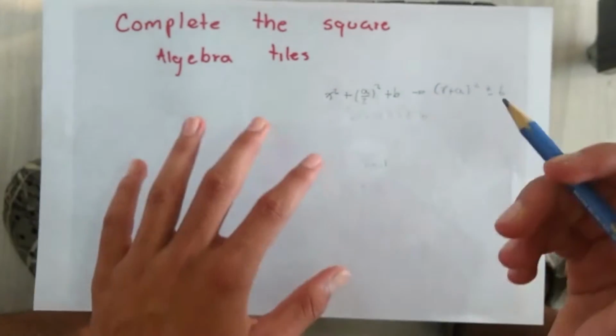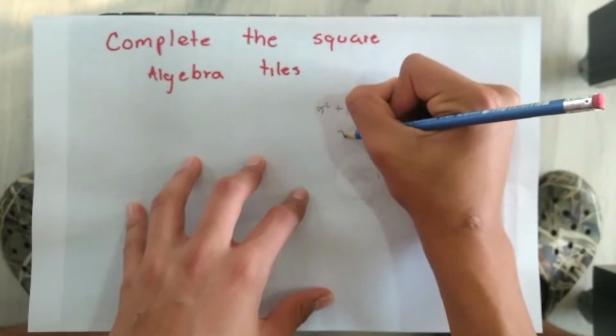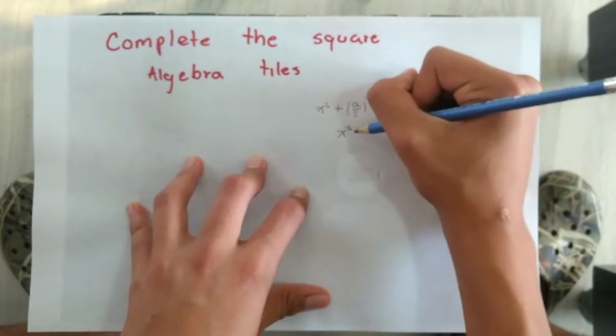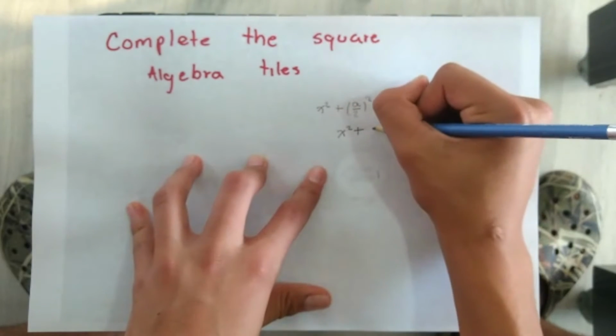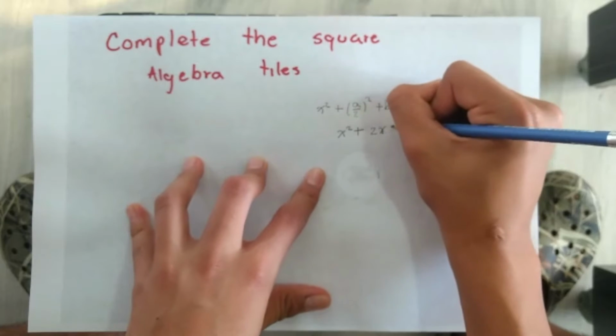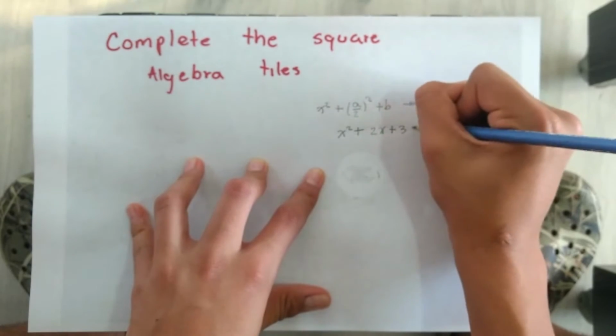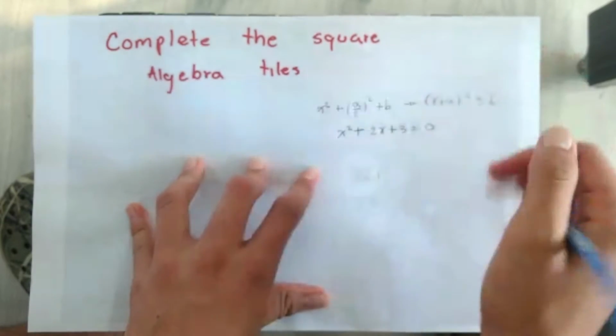The other exercise will be x squared plus 2x plus 3. This will equal 0.